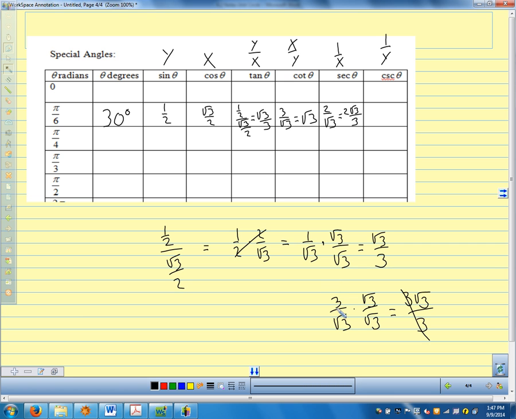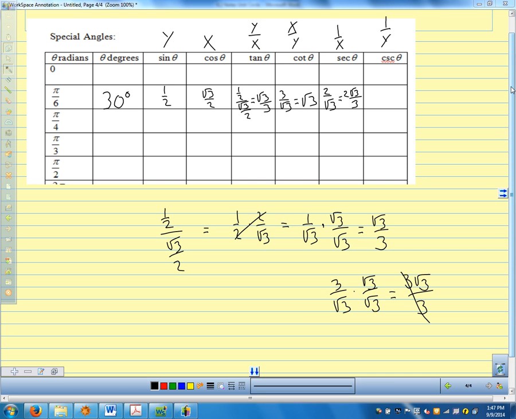What's that? More than one radical. So in the unit circle, we'll never have more than one radical. If you have more than one radical, then you multiply by the conjugate. And then cosecant, 1 over y, 2.